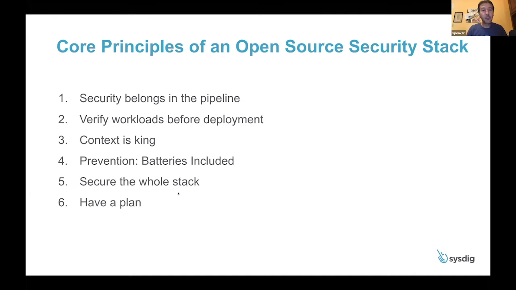So the principles that I want to discuss today are 6. Number 1, security belongs in the pipeline. Number 2, verify workloads before deployment. Number 3, context is king. Number 4, prevention needs to be better than inclusion. Number 5, make sure to secure the whole stack. And number 6, have a plan for when shit hits the fan.